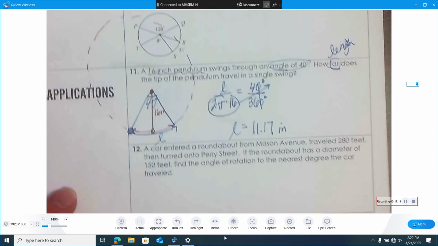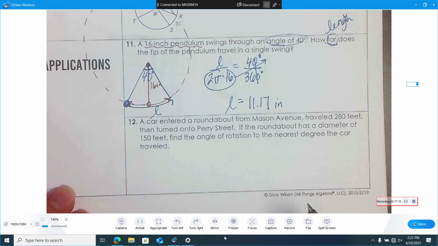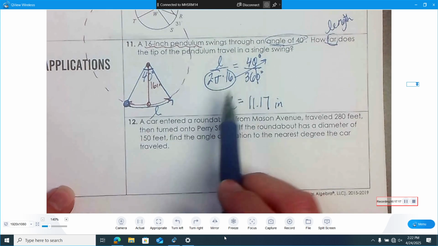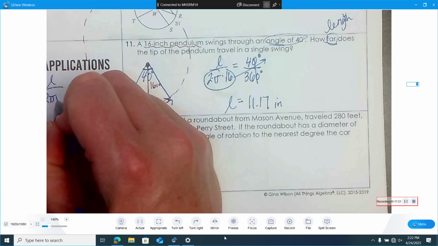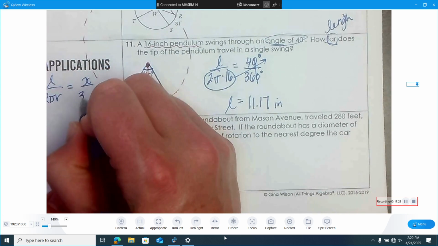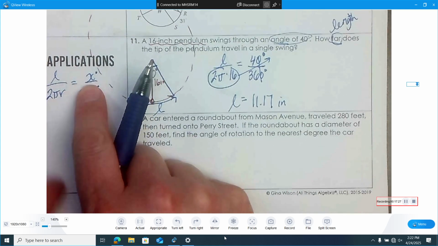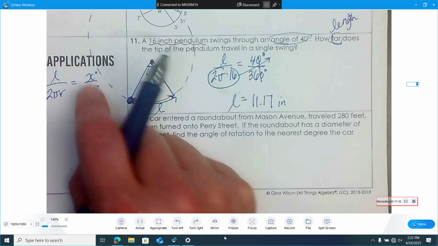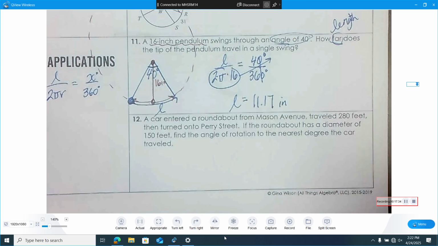This is the whole reason I'm doing this way, setting them up in a proportion. The nice thing is when you set things up in this proportion, L over 2 times pi times r equals x over 360 degrees, it allows us, maybe I need to solve for x, in which case we're going to do that. Maybe I need to solve for r. I can cross multiply and go from there. Okay, so it allows us many, many ways to solve.